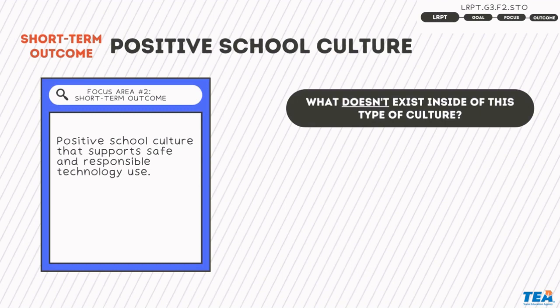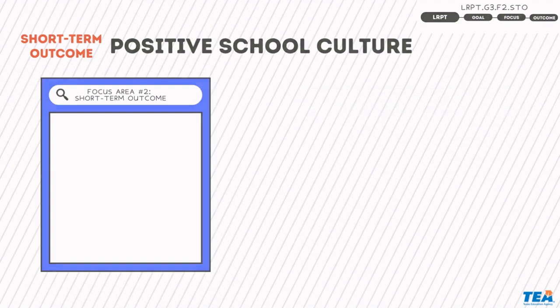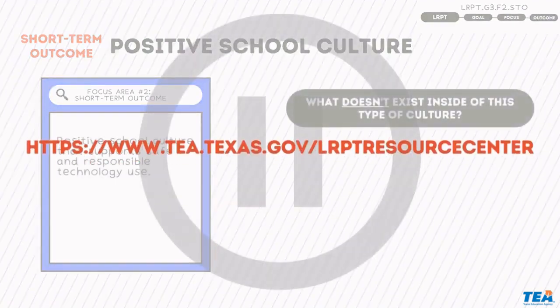What doesn't exist inside of this culture? Possibly things like unchecked cyberbullying, lack of understanding on why technology plays an important role in education, or no concept of a digital footprint. Pause the video here and write in your workbook some things that would not exist in this type of positive school culture.